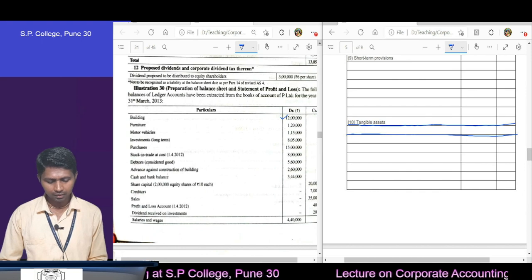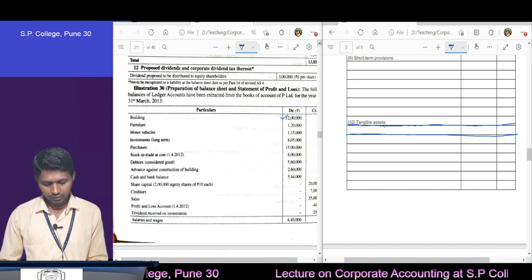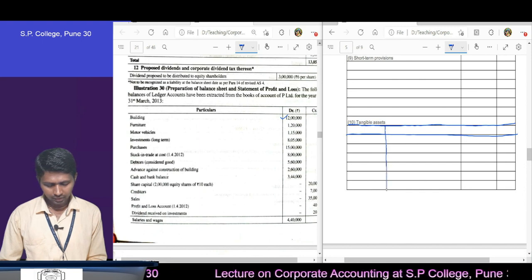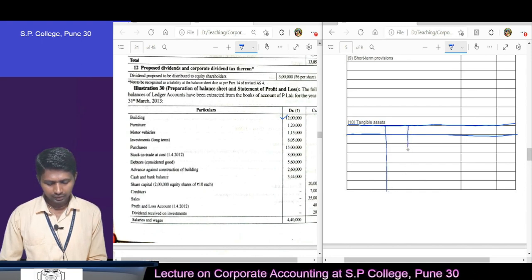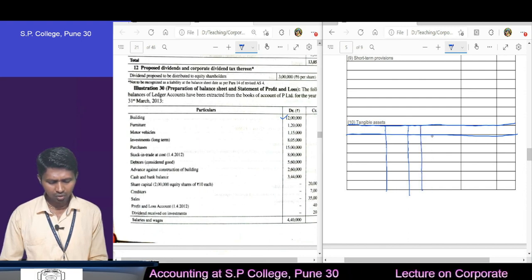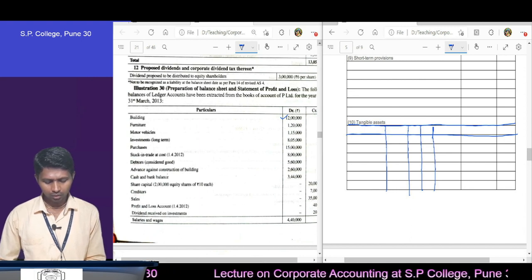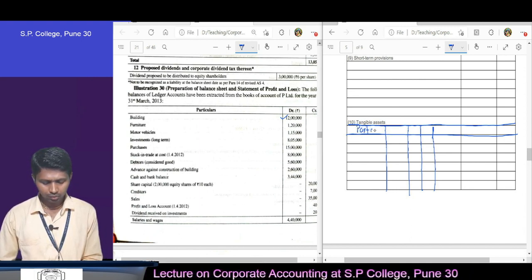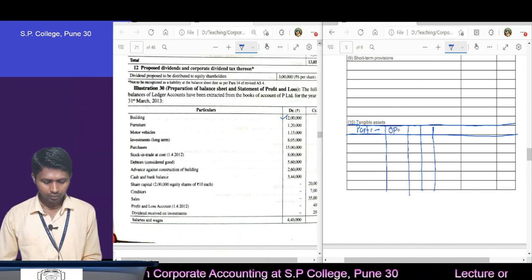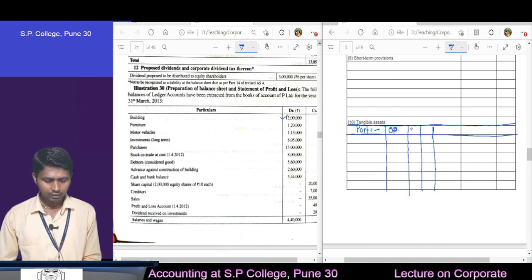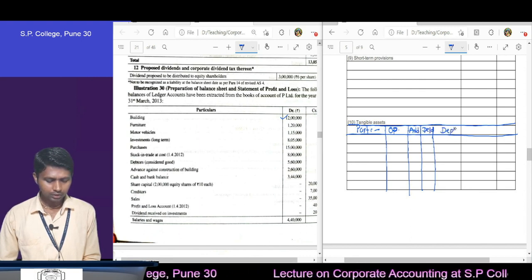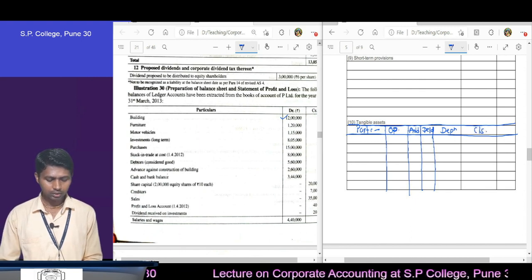Here draw one table. In this table we'll draw a column for writing the asset name, then a column for the opening balance, then you will find an addition column. In this problem we don't have any addition, but just disclose that we require columns for addition, deletion, then depreciation, and finally closing. Particulars you will write, then opening, then addition, then deletion, then depreciation, and then closing, correct.